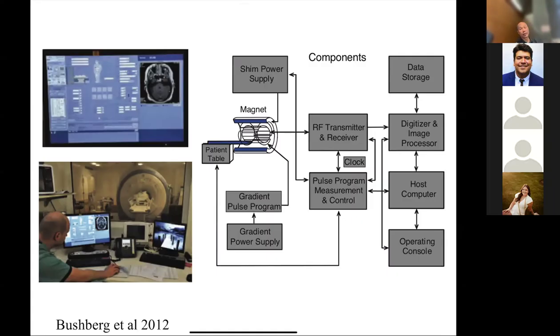If anyone takes Bioengineering 278, you'll get an opportunity to go into the magnet room and actually do your own experiments. That'll be done on one of our magnets.